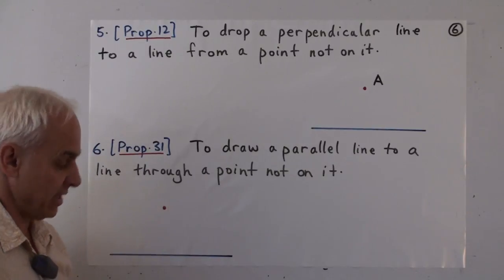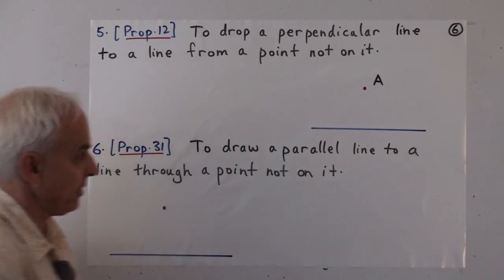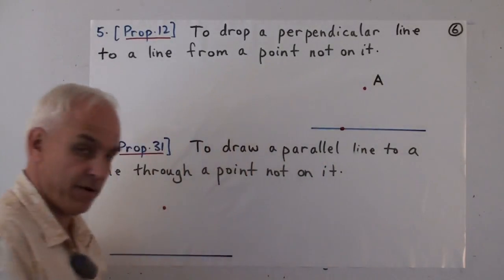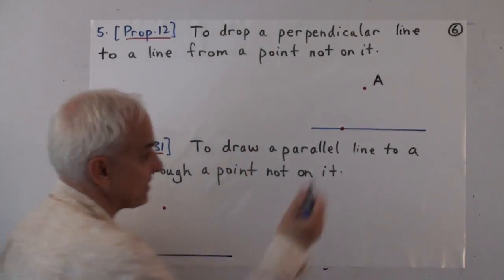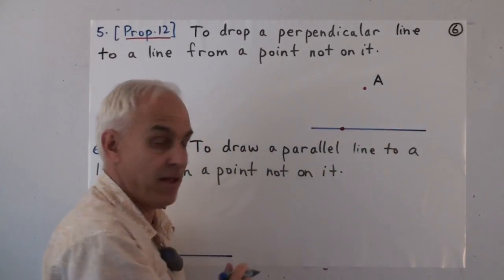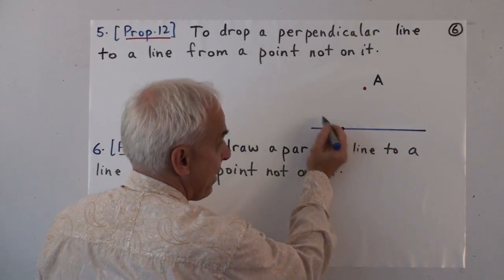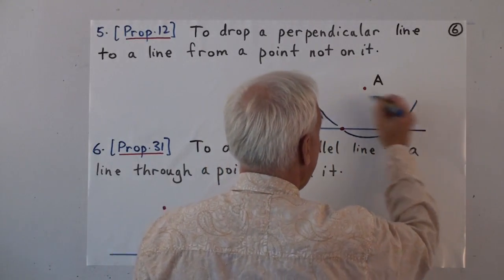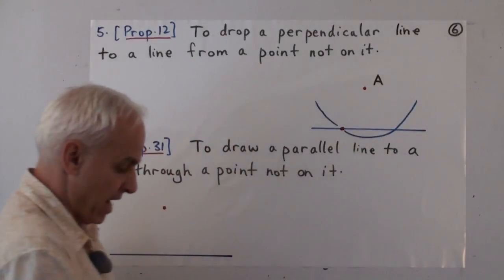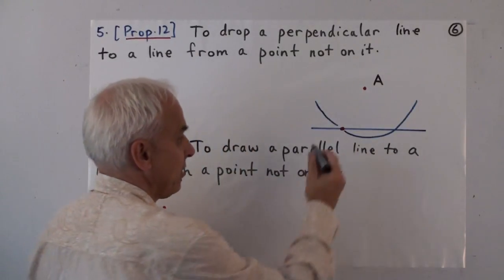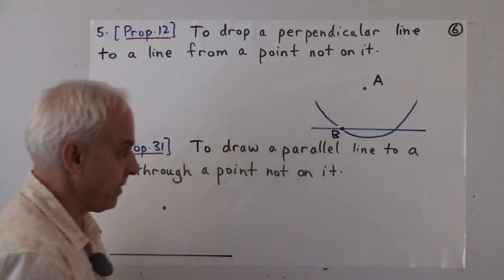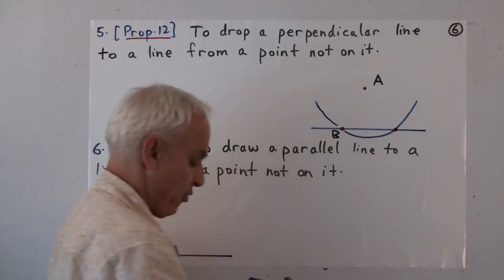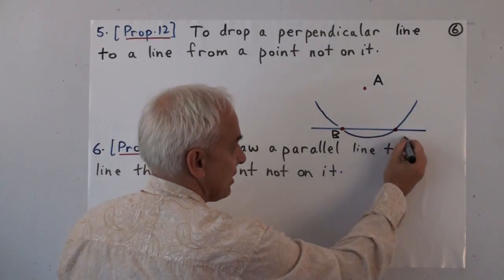Well, what we do is we start with choosing a point on the line somewhere, opening our compass so that its center is at A, and passing through this point. And we're going to draw a circle centered at A, passing through this point. Let's call it B. Then that circle will, as you can see, meet the line at another point. Let's call that C.